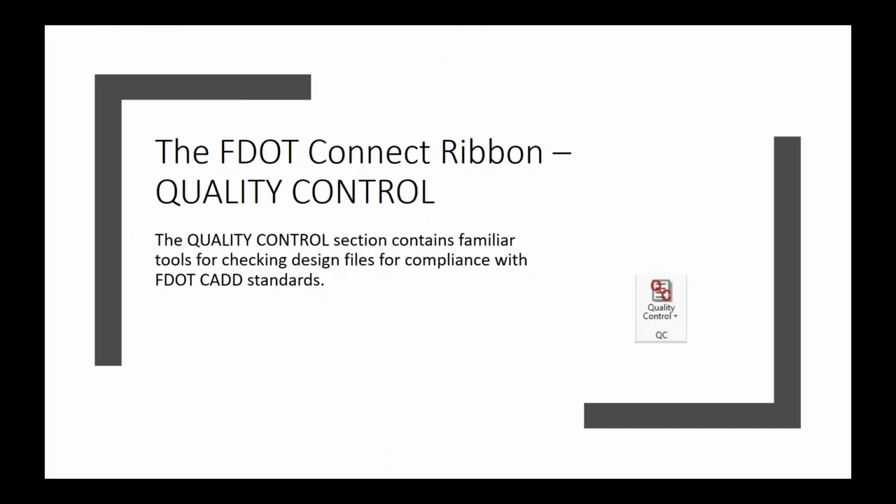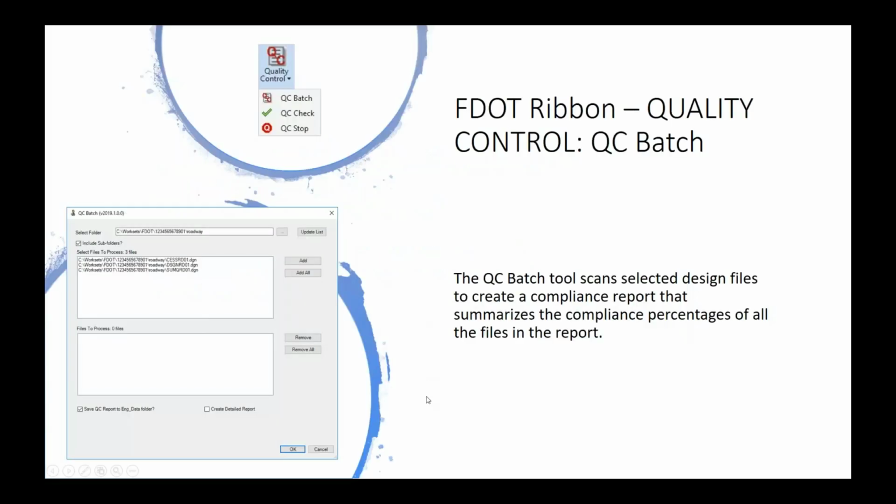Now we get to the best part of the FDOT ribbon, which is the quality control section. It contains tools for checking your project files for compliance with FDOT CADD standards. If you've used previous FDOT workspaces, you're likely to be familiar with the QC batch tool. This application scans the selected files and creates a summary report containing the percentage of compliance for all of the files in the list. This is also known as the QC inspector report.